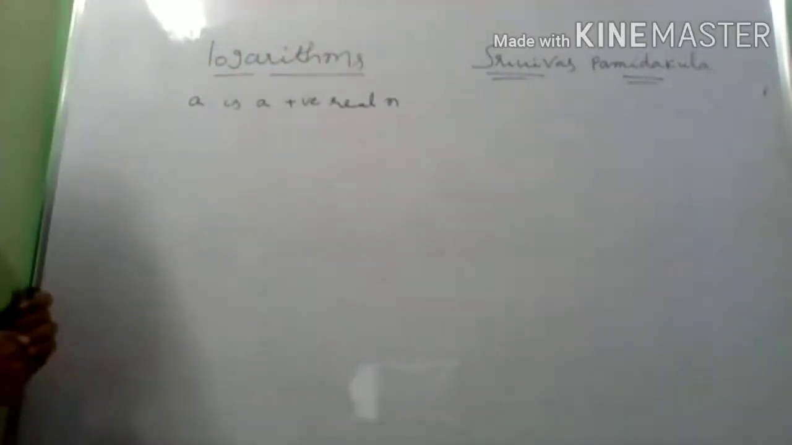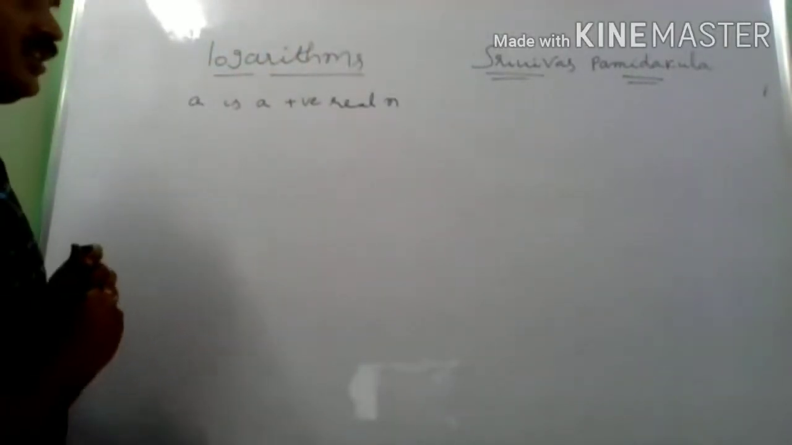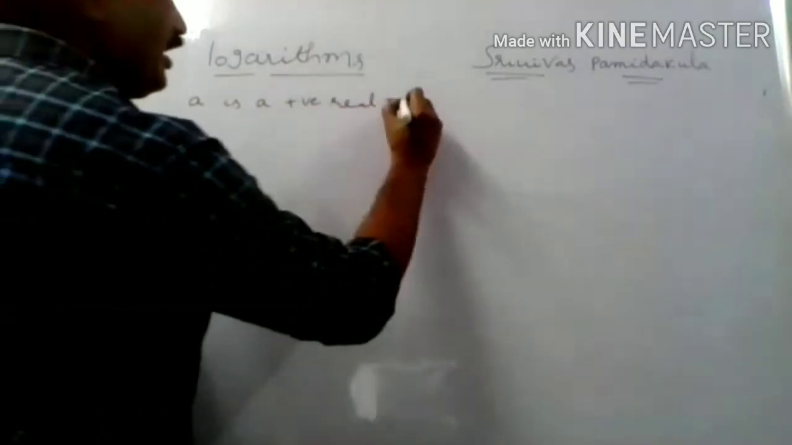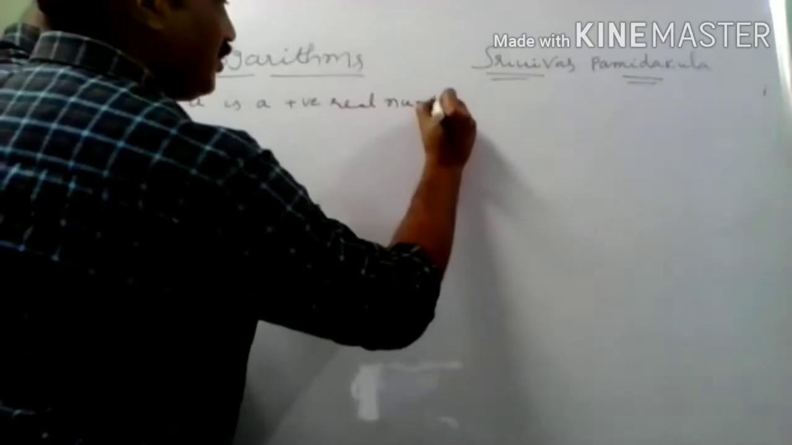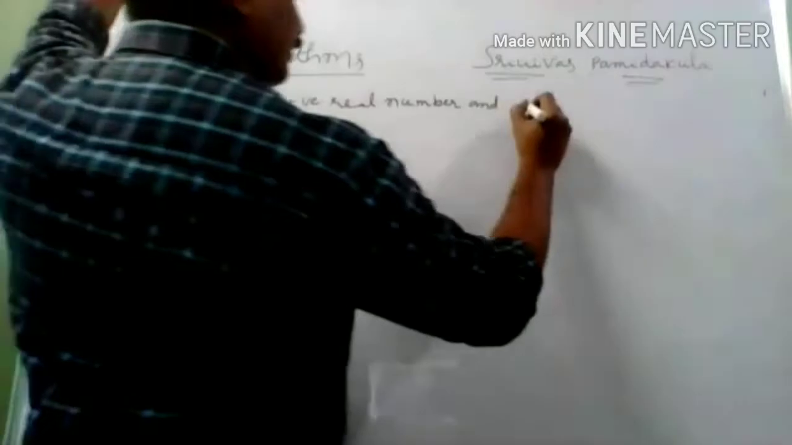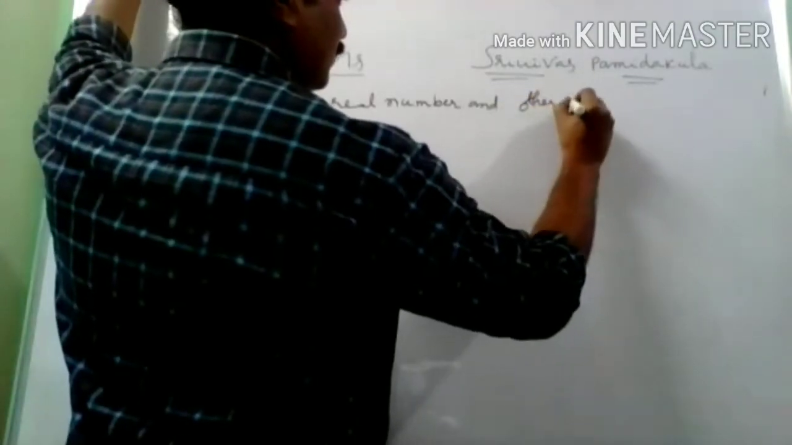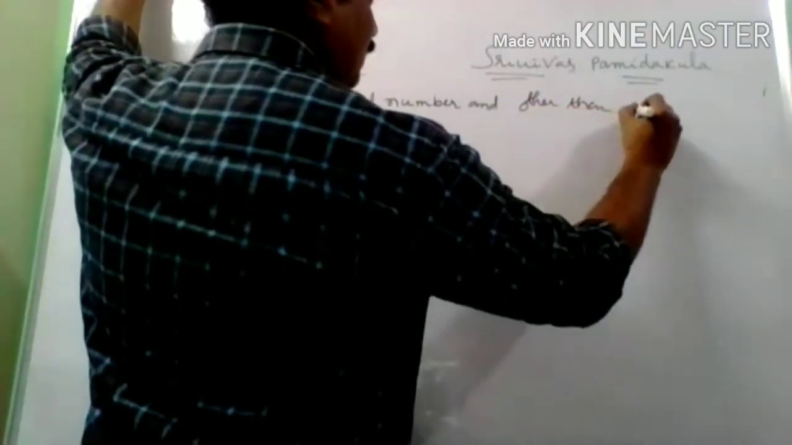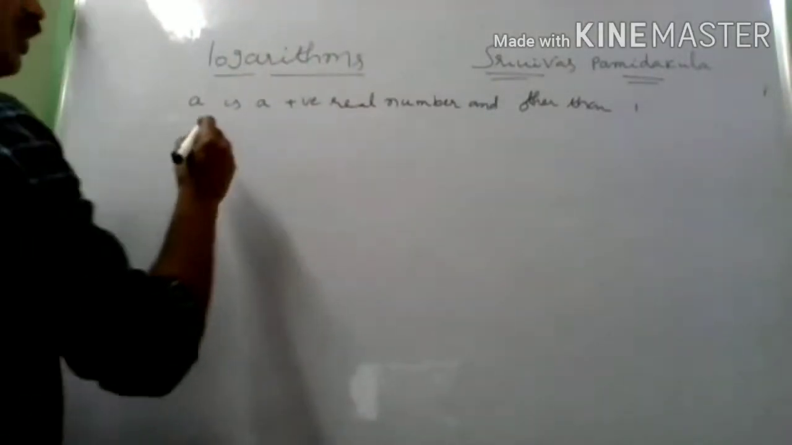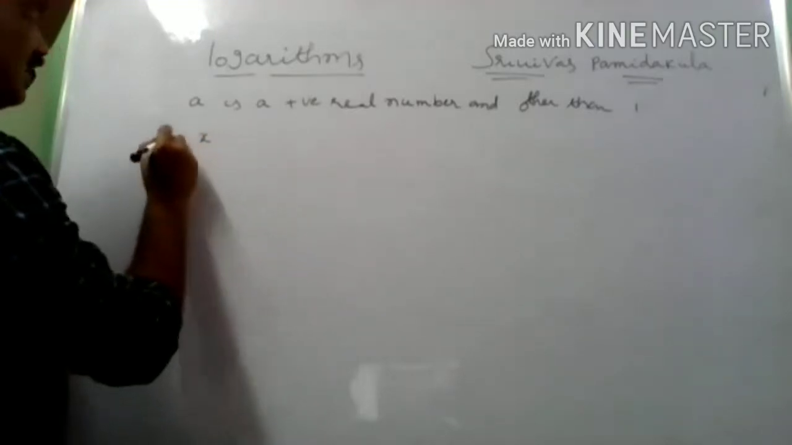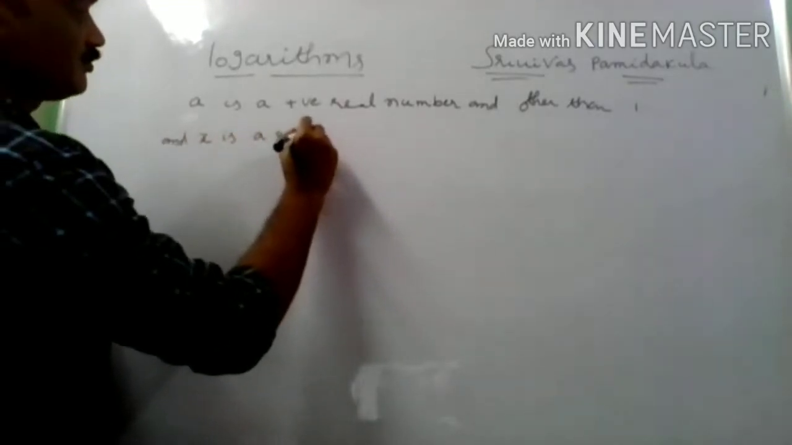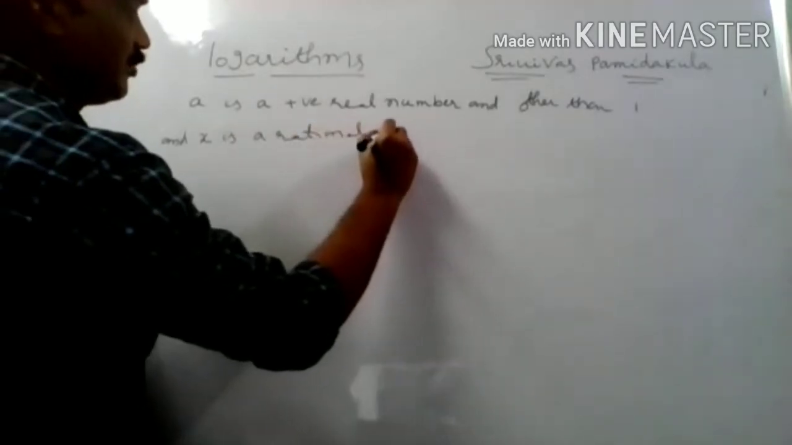Students, logarithms. You have already studied logarithms in 10th class. A is a positive real number and other than 1. X is a rational number.